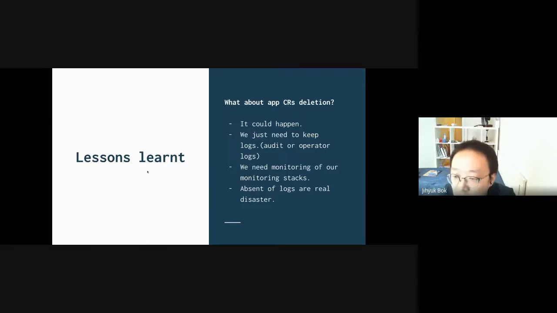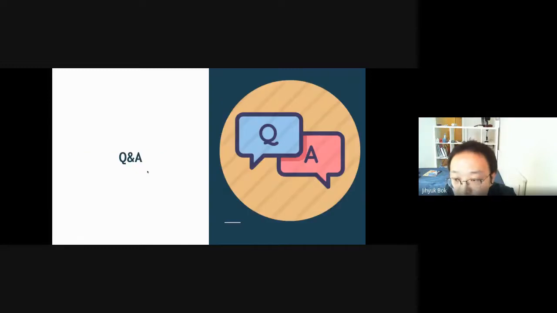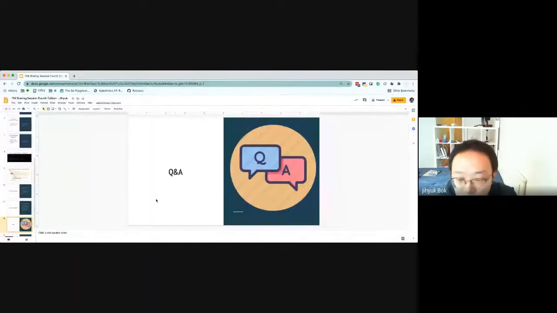And I think we need monitoring of our monitoring stacks. So whenever fluentd is not working correctly, I think we have to be paged by an alert. And I think this is the reason. So it could happen, we could put in some bug without our notice, but the absence of logs is a real disaster, I would say. So this is all the things I prepared. Any questions?